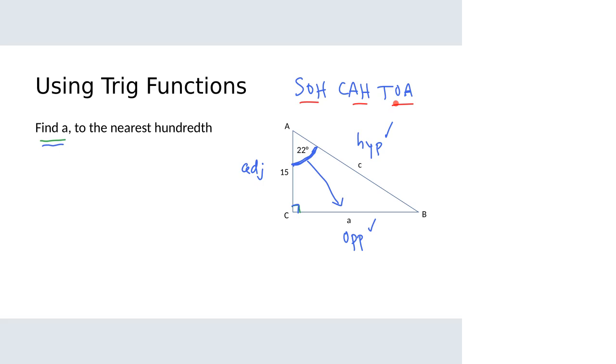In this particular problem, I know this is 15. I'm trying to figure out a. With that in mind, does anybody know which trig function we're going to use? And that's all I want you to tell me, which trig function we are going to use here. If you don't know yet, it's totally fine. We're going to practice a lot. So which trig function are we going to use, given that we know 15 and we're looking for a? If you don't know, it's okay. Like I said, we're going to practice a bunch of these.